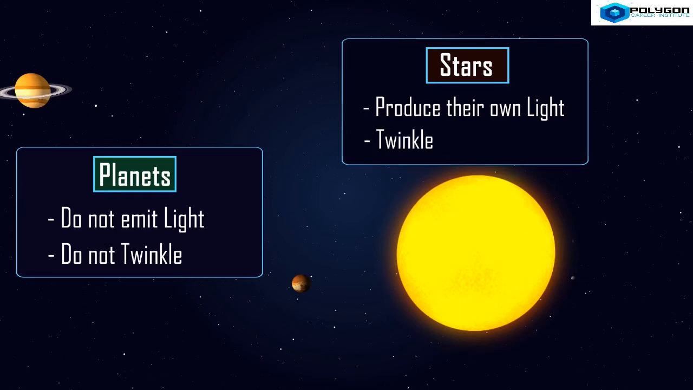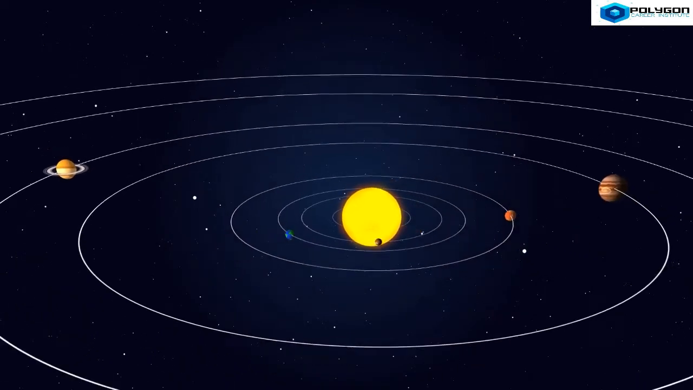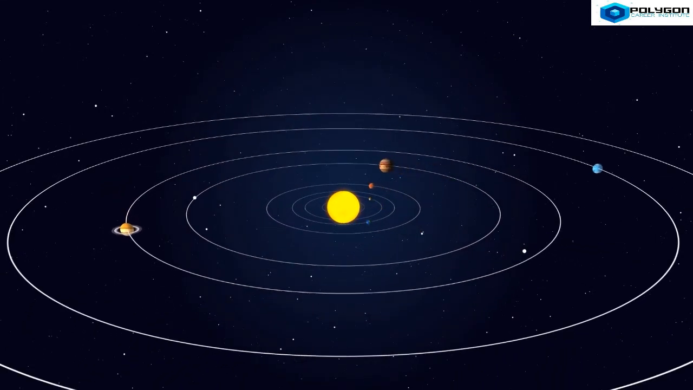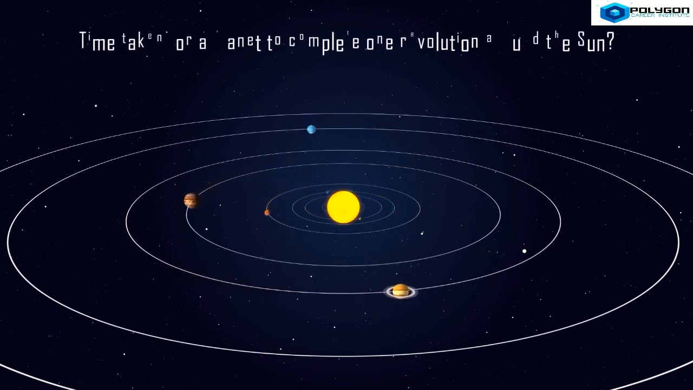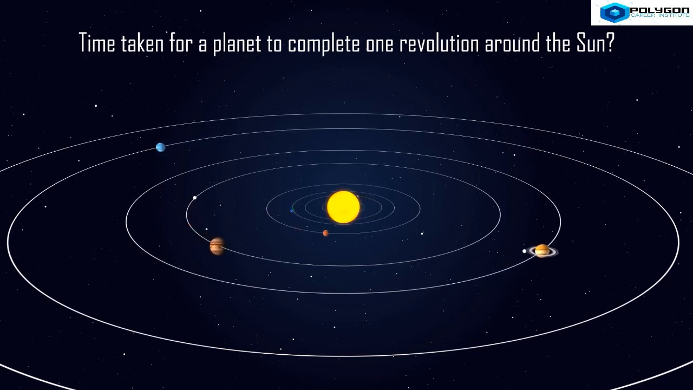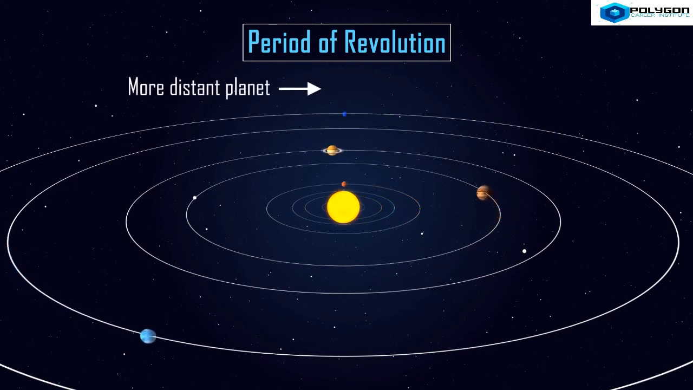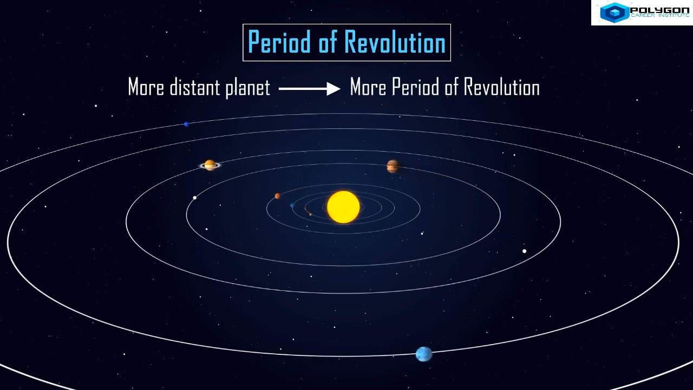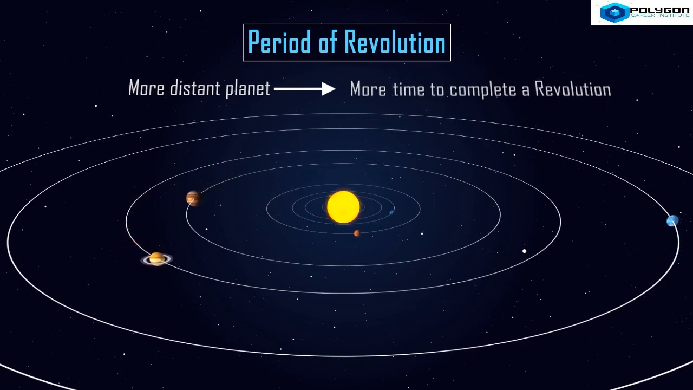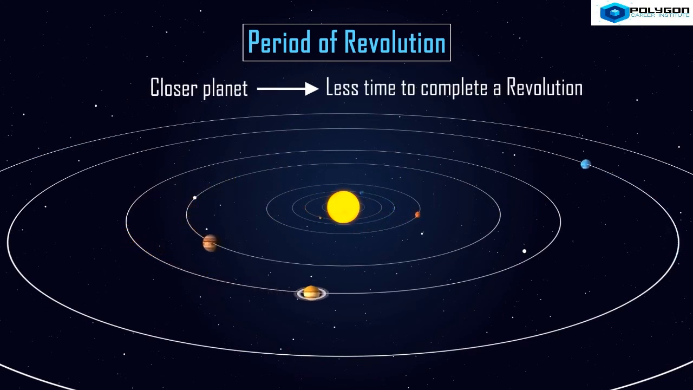Do planets travel in a specified path? Yes, planets orbit around the sun, each with its different path, but in the same circular motion. Speaking of orbit, how do you measure the time taken for a planet to complete one revolution around the sun? It is called a period of revolution. The more distant a planet is from the sun, the more will be the period of revolution. In other words, distant planets take more time to complete a revolution, while the closer ones take less time to complete it. It's kind of obvious because the circumference will be much more as the radius is more.